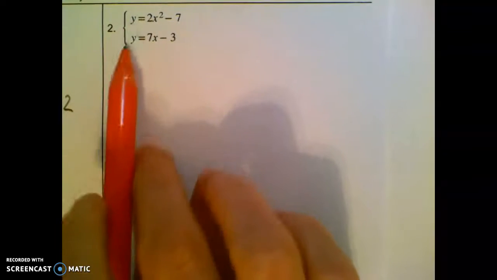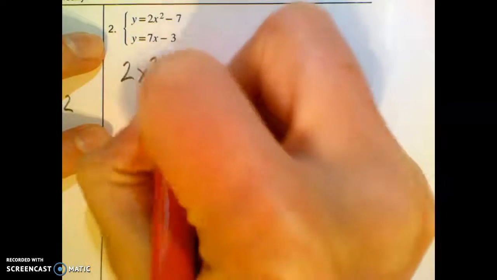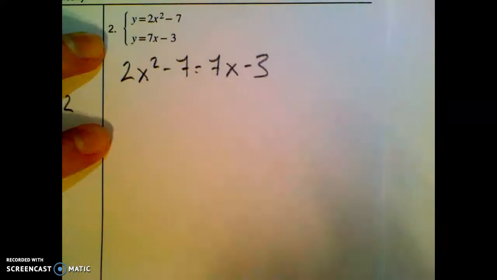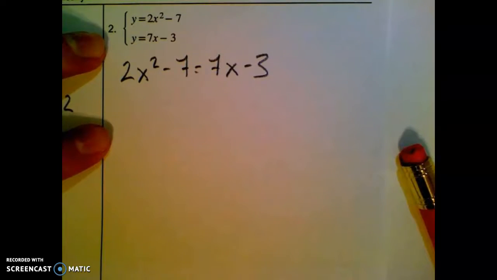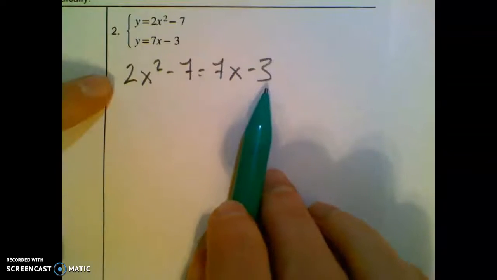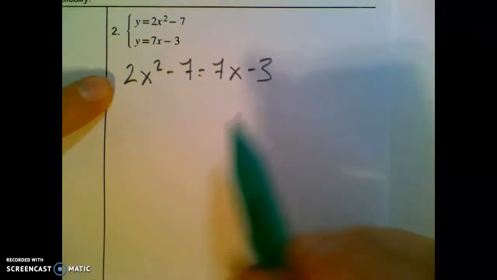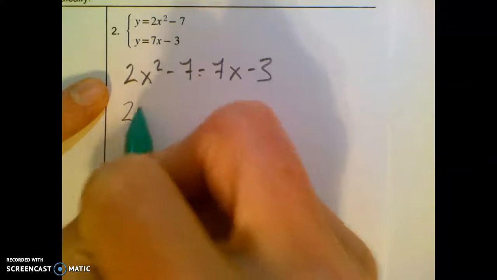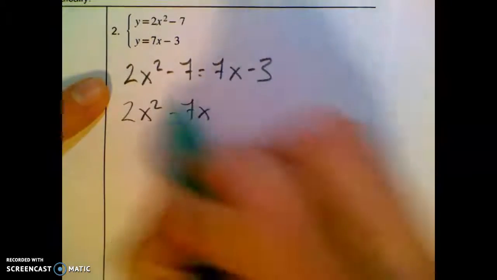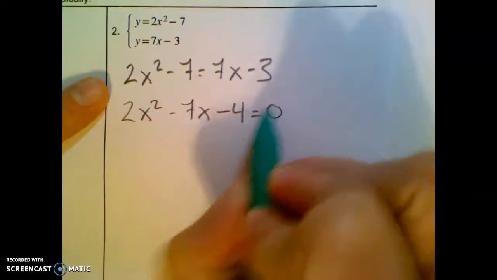Again, they're both set equal to y equals, so just set them equal to each other. So 2x squared minus 7 equals 7x minus 3. Again, by default, I set it equal to 0. I just broke my phone. So I'm just going to move everything over to the left with my new pencil here. So I'm going to get 2x squared, I'm going to minus that 7x over, and then I'm going to add 3 over, so minus 4 equals 0.